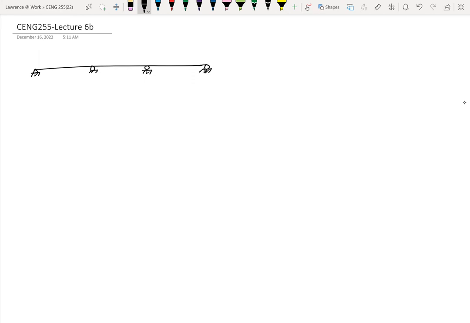Okay. So let's say we have a UDL. Let me just draw the UDL, which has the same intensity throughout. So let's say 1.5 kilonewton per meter. That's the intensity of the UDL. And then we have the lengths: 5 meters, 5 meters, 5 meters. So this is A, B, C, and D.